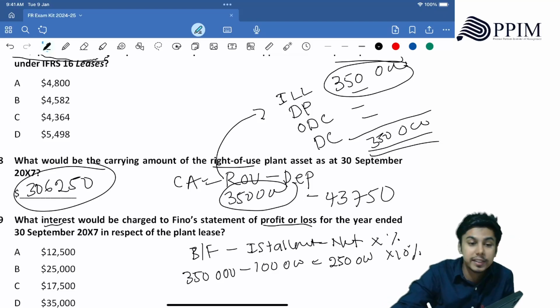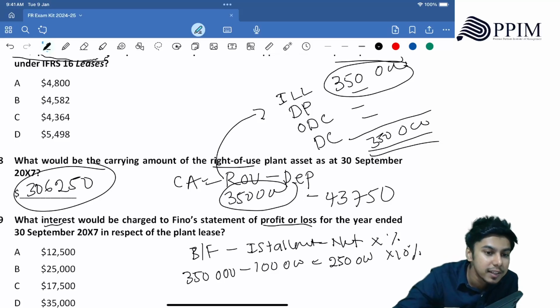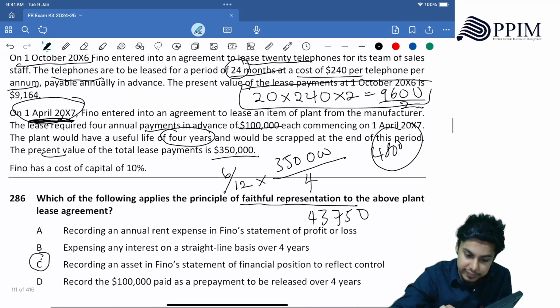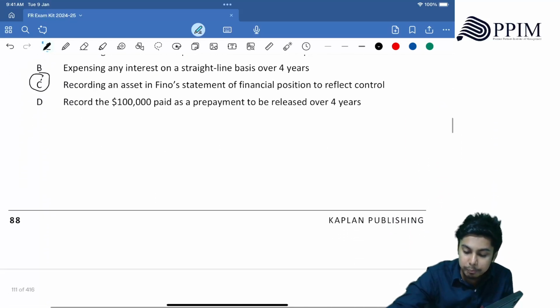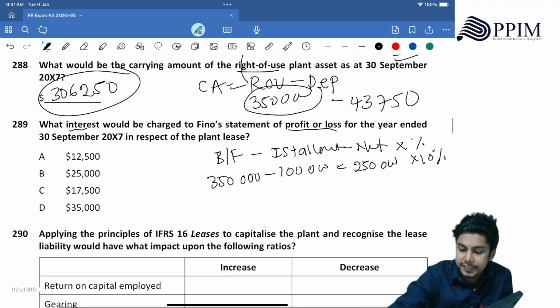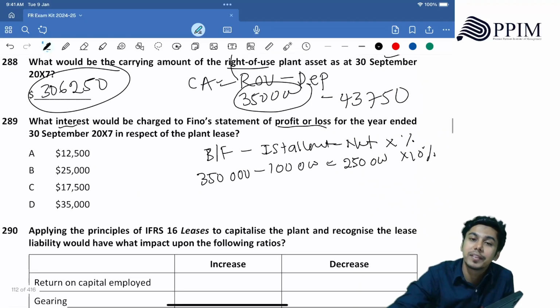The paper says there is a 10% cost of capital. From where did I get the 10%? Down they have mentioned that. Okay. Cost of capital is 10. Okay, but guys, you have to be careful. This is how many months lease this time?